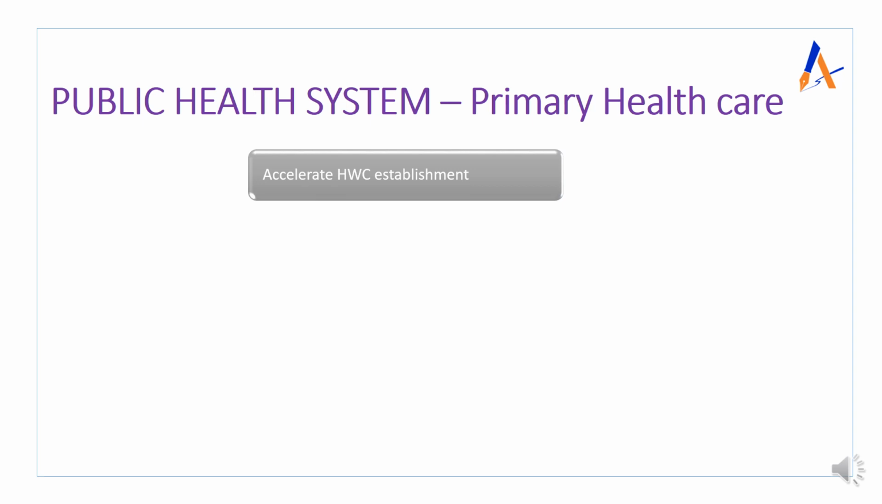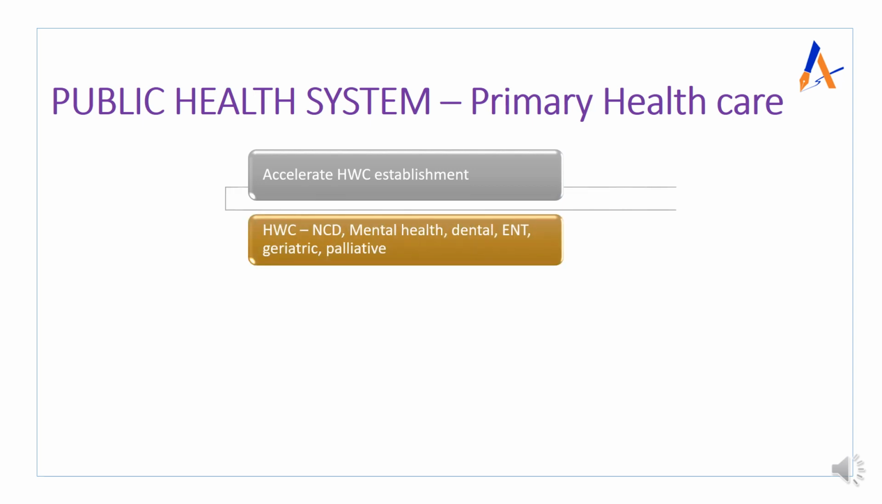So we need to expand, we need to accelerate that establishment. You talk about how these health and wellness centers should be equipped to screen and manage the non-communicable diseases. They should be able to screen and manage mental health related issues. They should have services related to dental, ENT, geriatric, or palliative care. If they can even manage trauma care and emergency care, then there will be less load on the secondary and tertiary care.